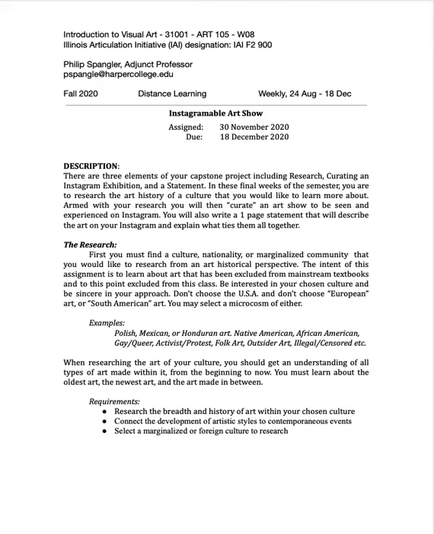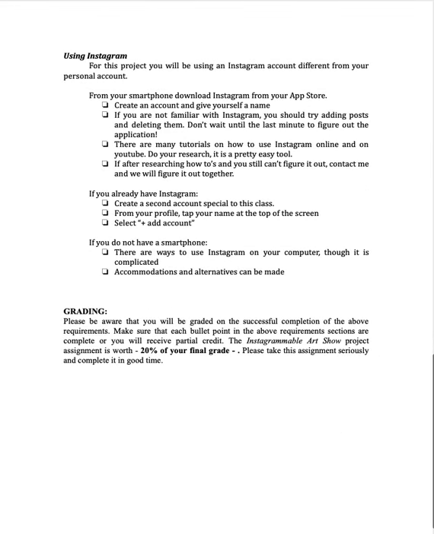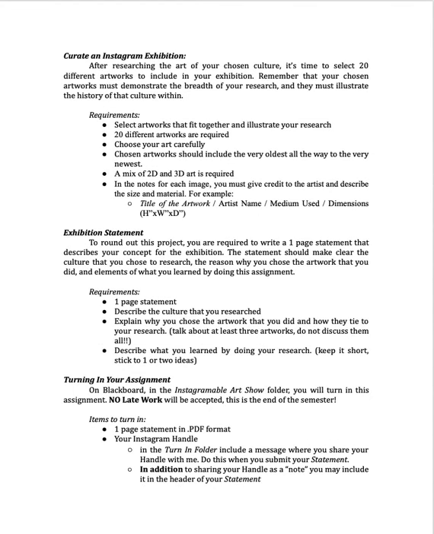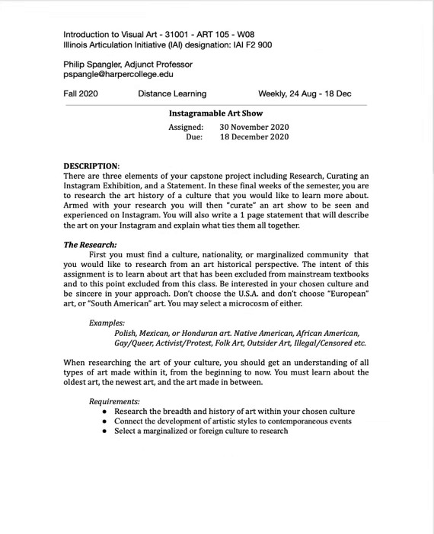If you look through the document, there are 3 pages. I explain all of the elements in these subheadings. So, element 1, research. First, you must find a culture, nationality, or marginalized community that you would like to research from an art historical perspective. The intent of this assignment is to learn about art that has been excluded from mainstream textbooks, and to this point, excluded from this class.